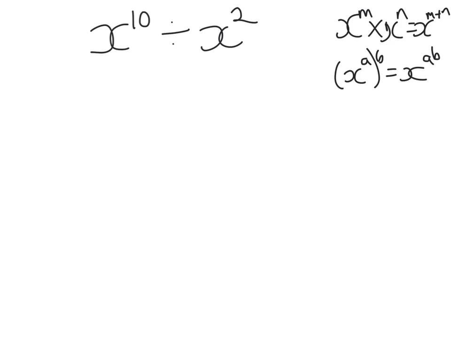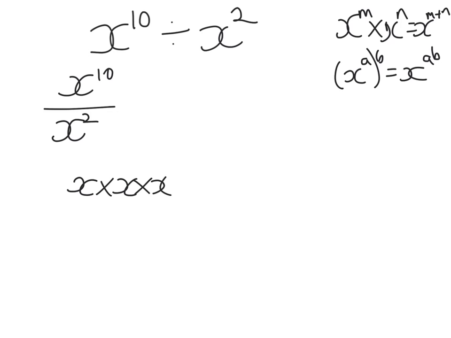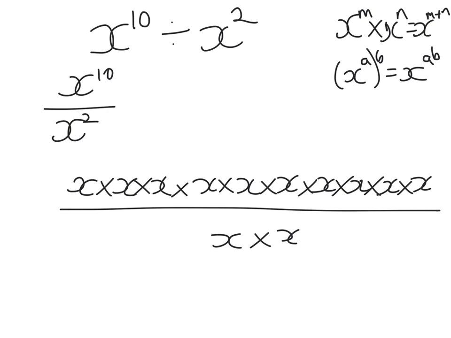So in this case, x to the power of 10 divided by x squared. What does that mean? Let's put it in fraction bar form. So you've got x to the power of 10 divided by x squared, which I can also write as x times x times x. There, I've got x times by itself 10 times on the numerator, and x multiplied by itself, x squared, on the denominator.